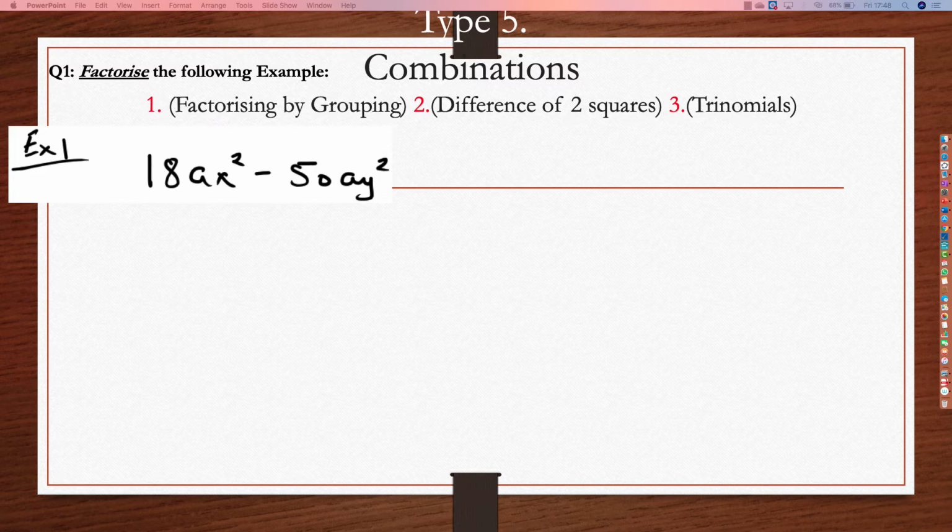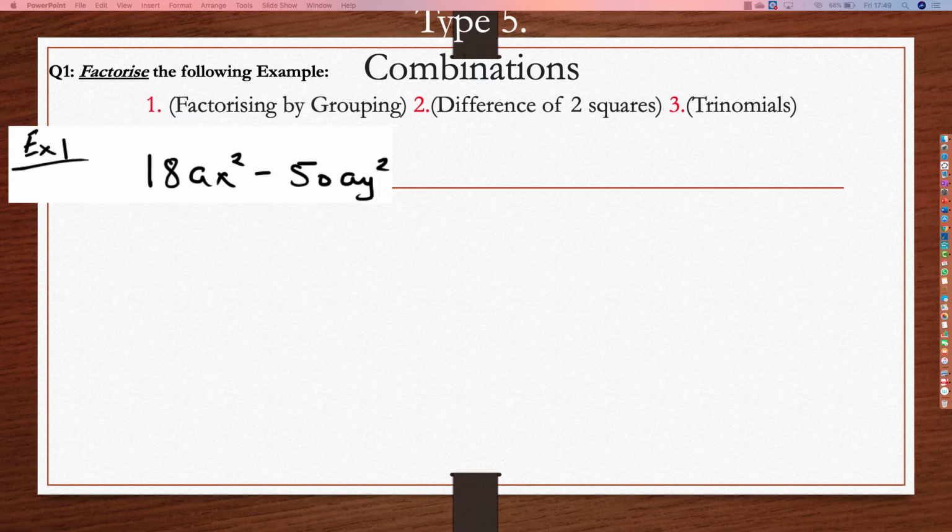This is onto the harder stuff. Here you have combinations. What combinations is, it's a mixture of factorizing by grouping, difference of 2 squares, trinomials, or highest common factor. So it's any one of the 4 types and another. So there's 2 different types of factorizing in here.